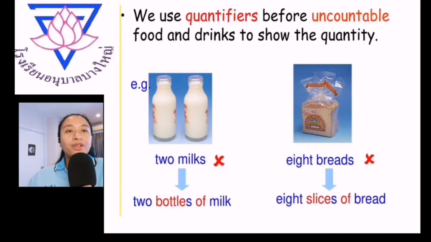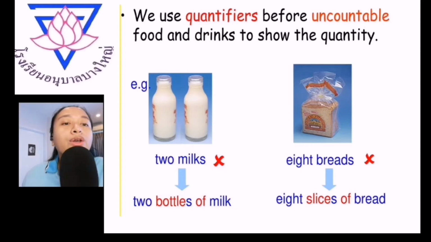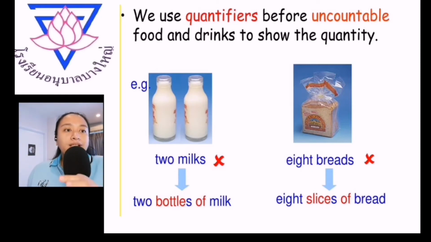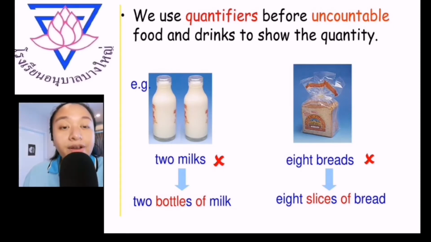Okay, now we use quantifiers before uncountable food and drinks to show the quantity. For example, 2 meals is incorrect. So we should say 2 bottles of milk. Next picture is bread. If we say 8 breads, it is incorrect. Instead, we should say 8 slices of bread.